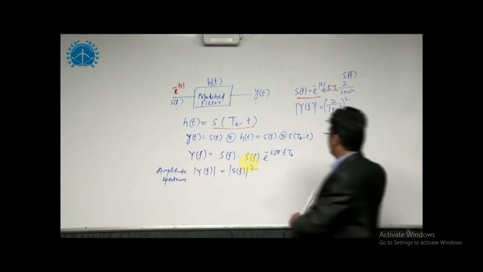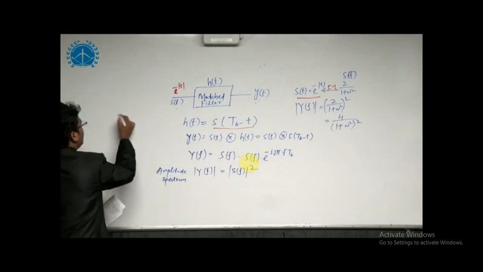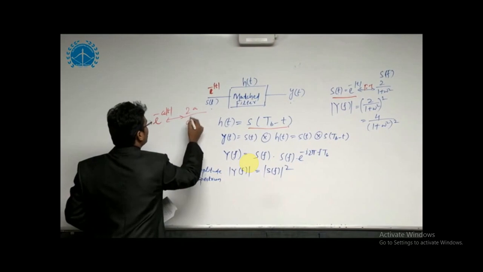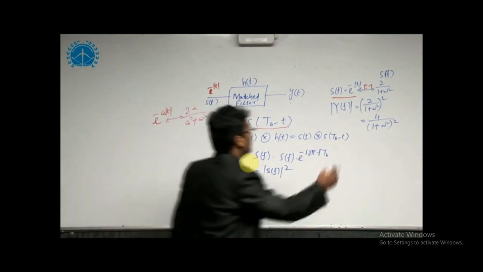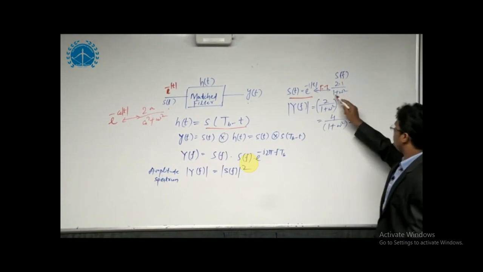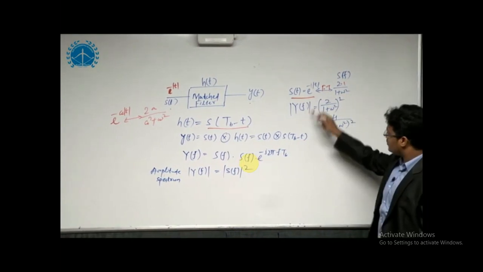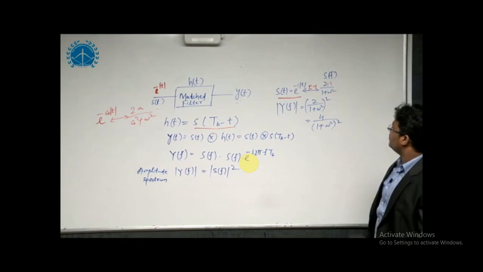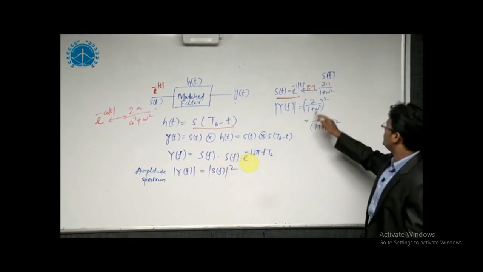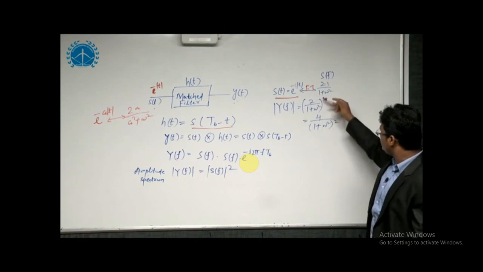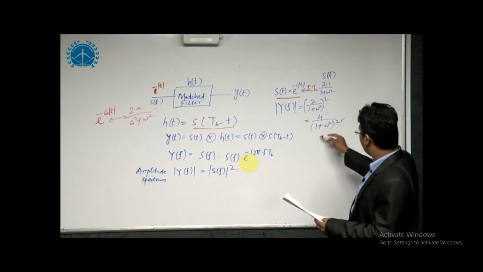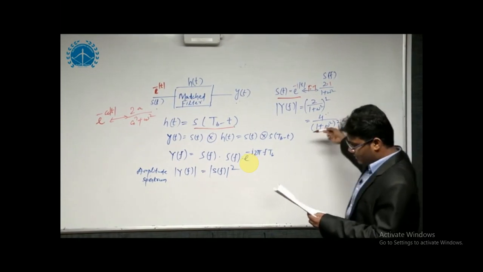What I know in the Fourier transform is that if the input is e to the power minus a mod t, then the Fourier transform is 2a by a squared plus omega squared. Here a is 1, so it is 2 by 1 plus omega squared. So now Y of f is 2 by 1 plus omega squared, and as I already got, the magnitude of Y of f is S of f squared, so it is 2 by 1 plus omega squared, whole squared, which equals 4 by 1 plus omega squared, whole squared. As per the question, this is given in option B.